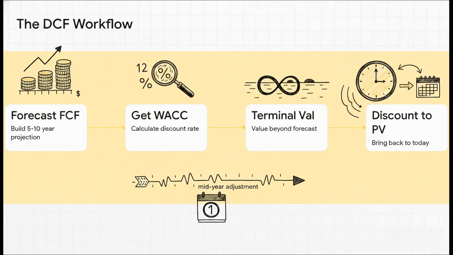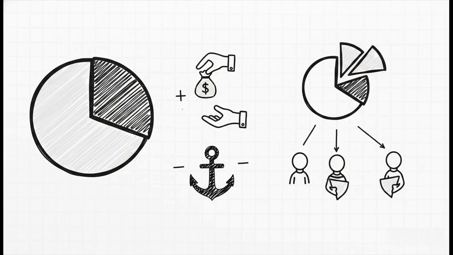Oh, and here's a quick pro tip to look out for. Top-tier analysts will often use a mid-year adjustment. They do this because cash flows happen dynamically throughout the whole year, not just in one giant lump sum on New Year's Eve. Discounting them from the middle of the year just makes your valuation significantly more accurate. Once all those discounted cash flows and the terminal value are summed up, you get your enterprise value.